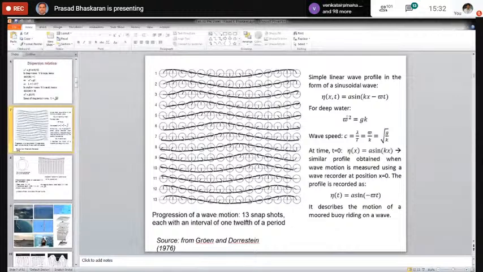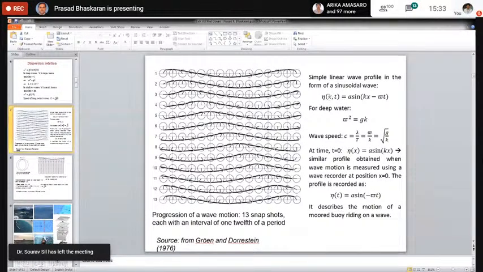But if you see this equation that I've given, it is the solution of the wave equation. It is a functional dependence of two parameters, x and t. If I take the time t equal to 0, the equation becomes zeta of x equals a sine kx. This is very similar to the wave motion recorded by a wave rider buoy, an instrument that measures the waves, where the position is fixed. That means your x is fixed. So when x is fixed, it becomes zeta of t equals a sine minus omega t. It gives the oscillatory motion of the wave profile.